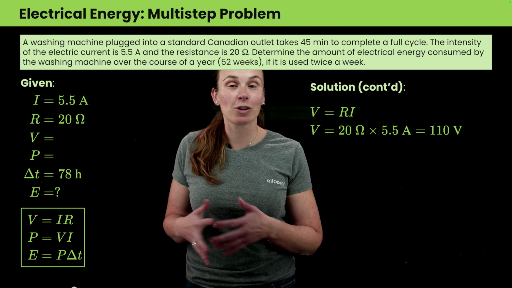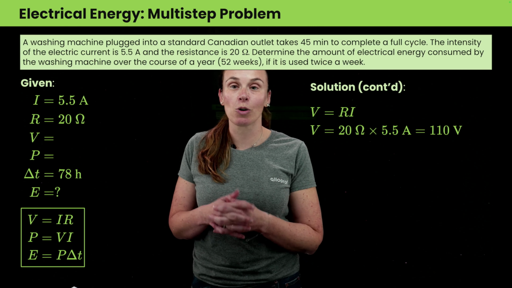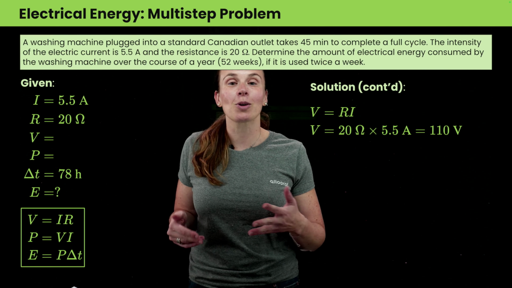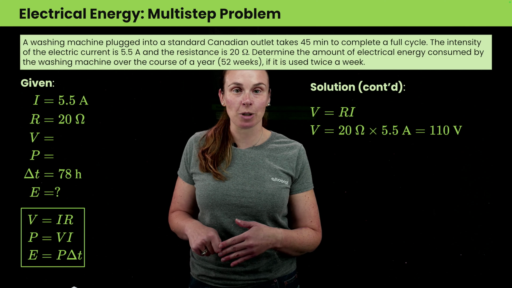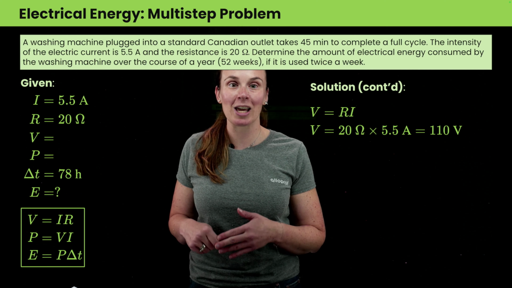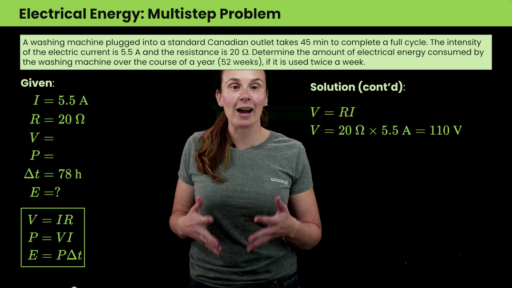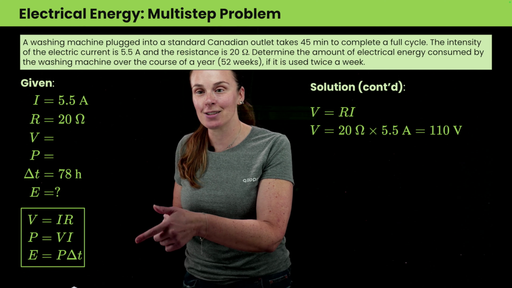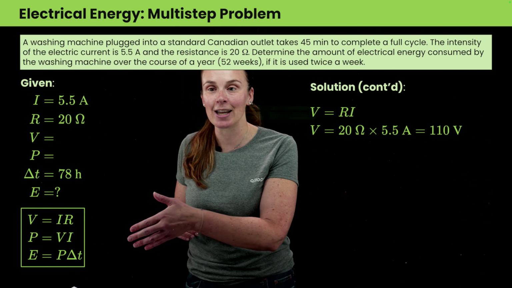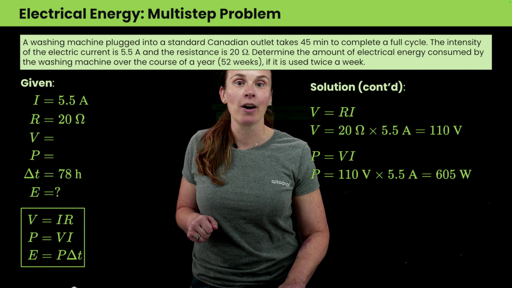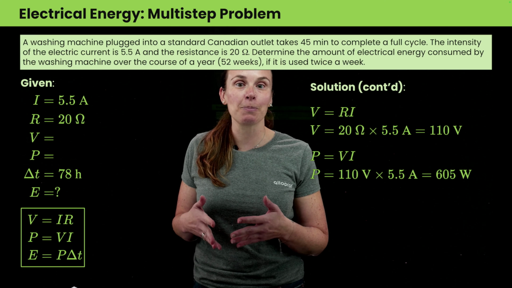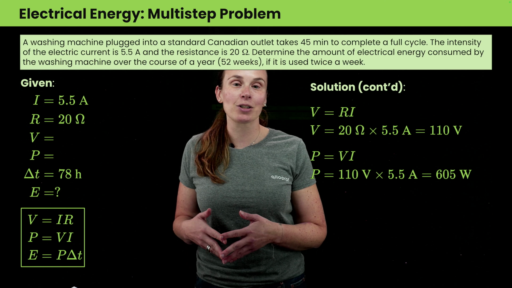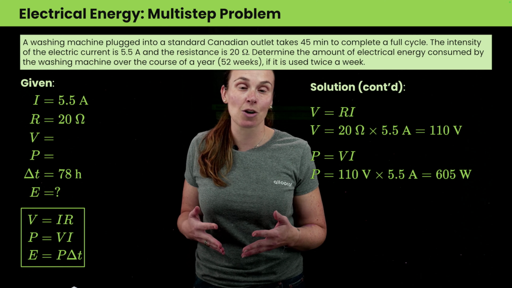So we're going to use that formula, Ohm's formula. Voltage is equal to resistance times intensity. So we're going to take the 20 ohms and multiply that by 5.5 amperes, and we get 110 volts. So now I have enough information. If I go back into my formula bank, I have intensity and voltage. I can now find the watts. I can find power. So I can take my power formula, P is equal to V times I. I can take that 110 volts times 5.5 amps, and I get 605 watts.